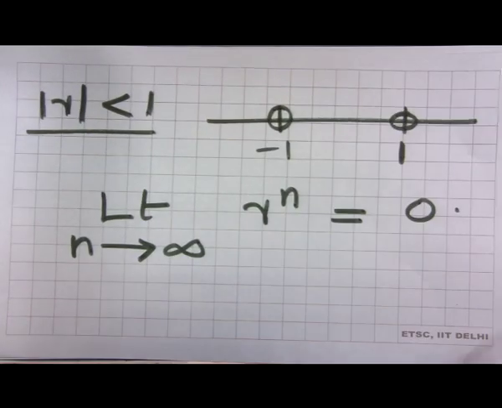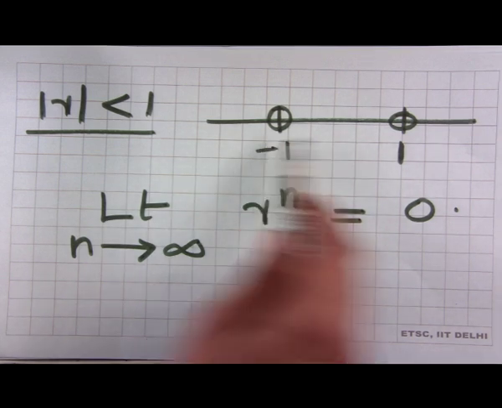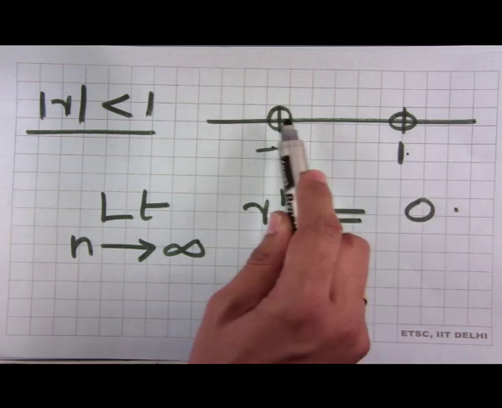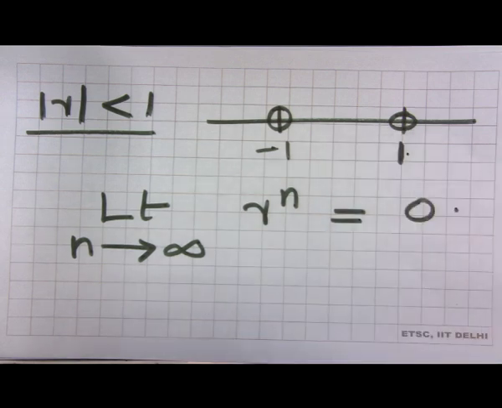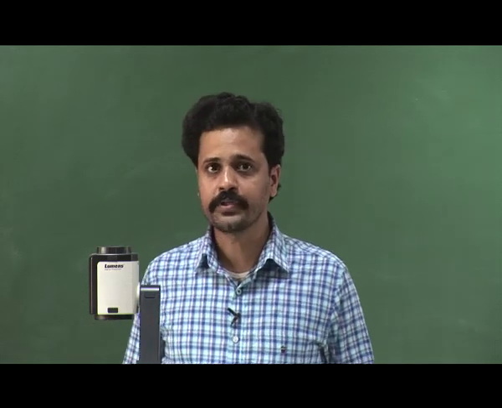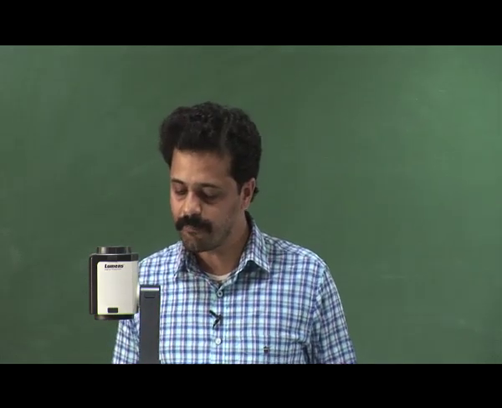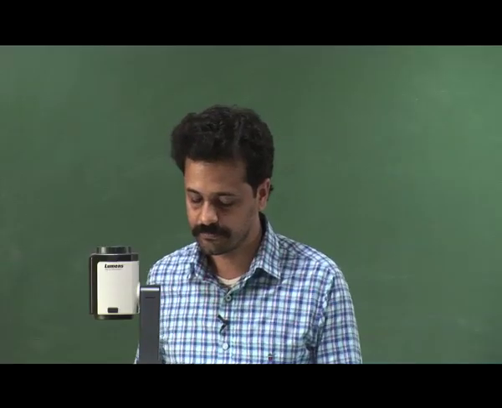So far we have discussed only the case r equal to minus 1, r equal to 1, and the case r lies between minus 1 and 1. Now let us take r to be some fixed number outside these values, that is, let mod r be greater than 1.